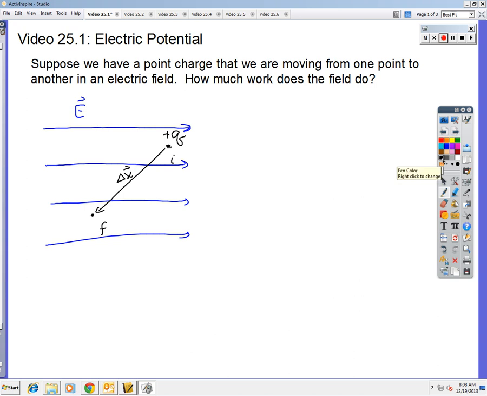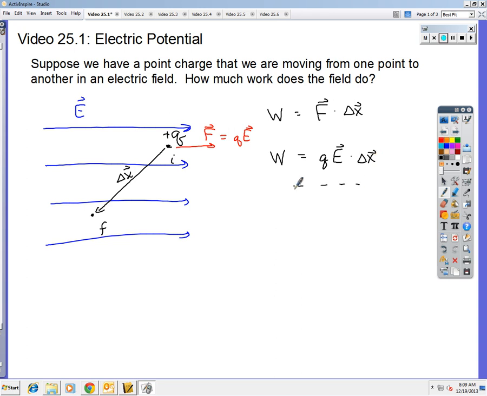To do that, we need to understand what work is. Remember, work is equal to F dot delta x. For an electric charge in a field, the force is equal to QE. So that means we can write the work done by the electric field as Q times E dot delta x. Notice in this case that that will be negative, because the angle between the force and delta x is going to be larger than 90 degrees.